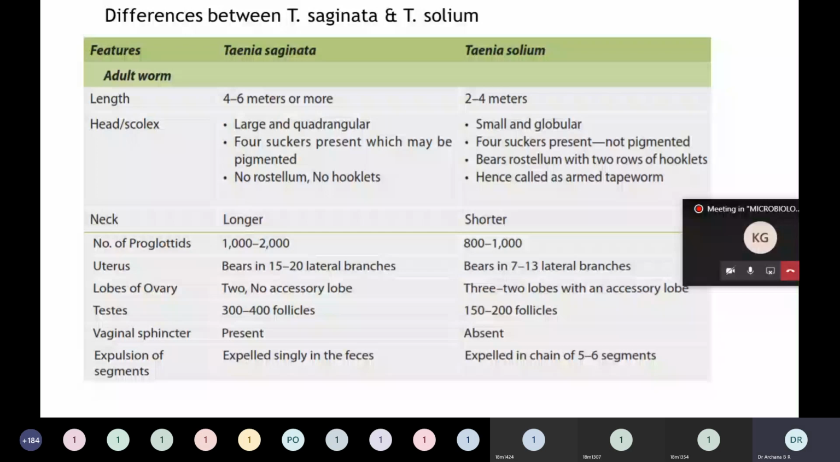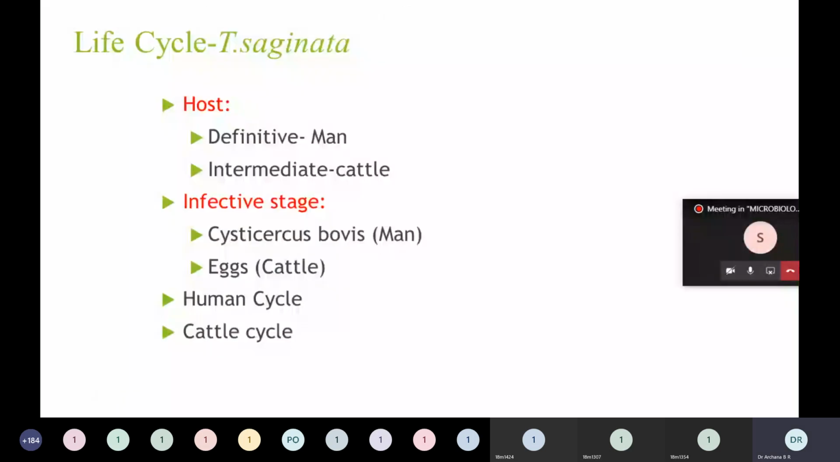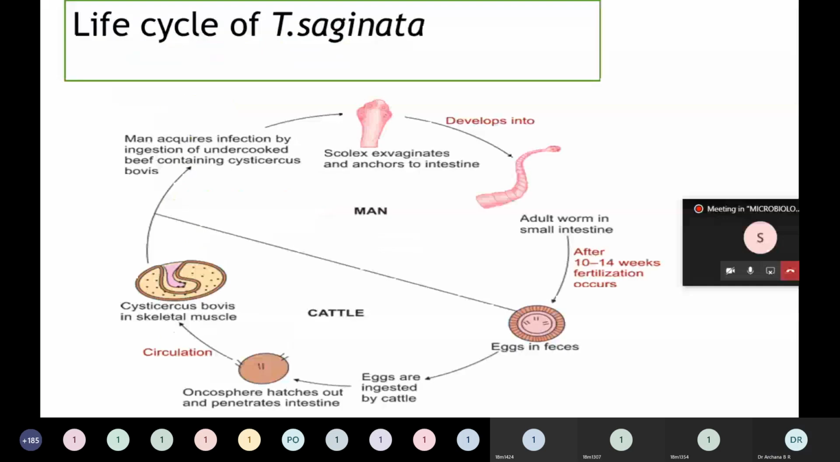Coming to the life cycle of Taenia saginata. The definitive host is man, and the intermediate host is cattle. The infective stage is Cysticercus bovis in man, and eggs are infective in cattle. It consists of the human cycle and the cattle cycle. So, the life cycle of Taenia saginata.